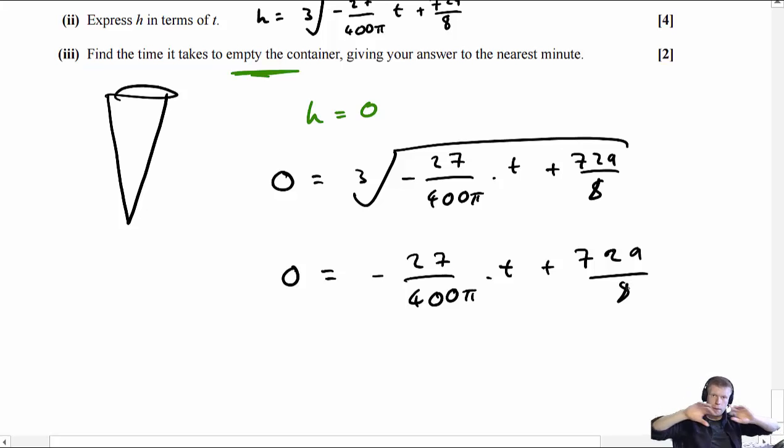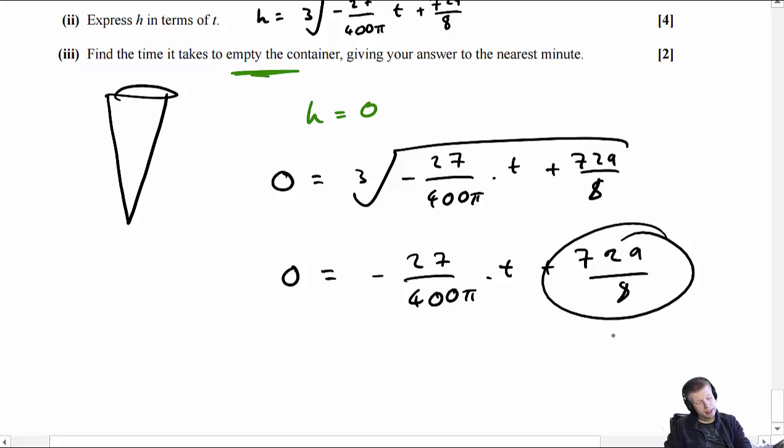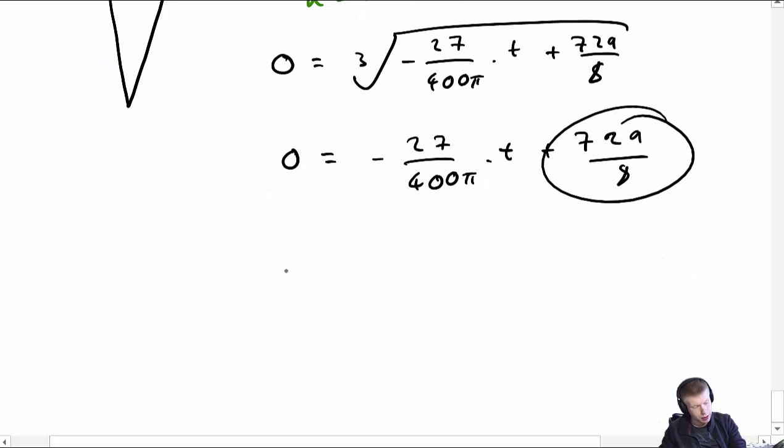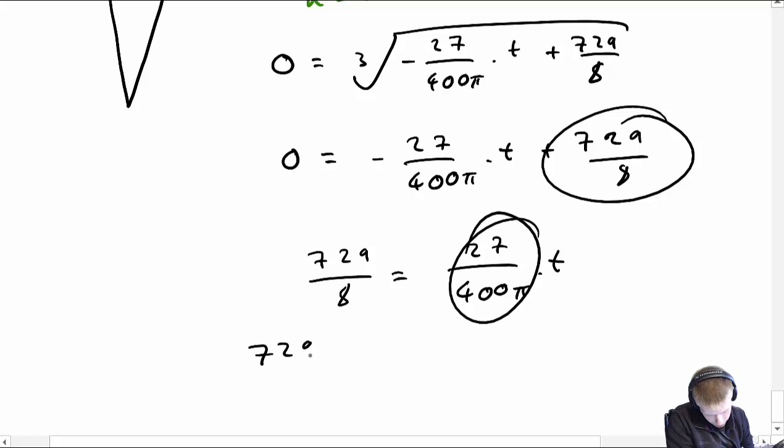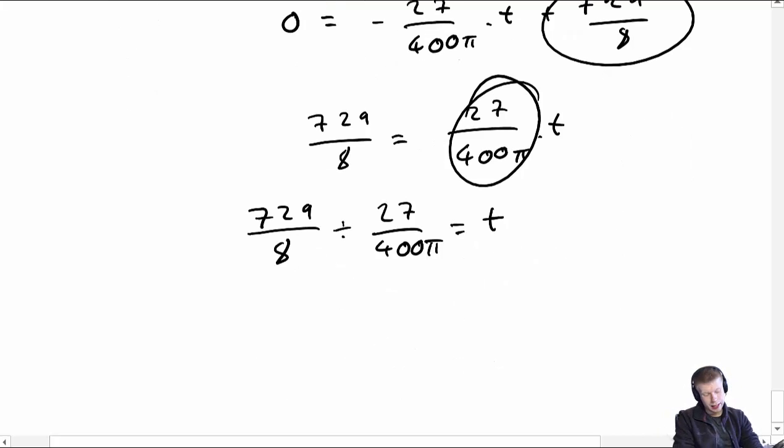Then we want t on its own, so we need to move everything away from t. Let's move this over to the other side, so we take away 729 over 8, and that's equal to negative 27 over 400 pi times t. There's a negative there and a negative there, so we can multiply through by negative 1 to get rid of those. At the moment we've got a number times t, so we just need to divide by that number. So we've got 729 over 8 divided by 27 over 400 pi, and that's equal to t.